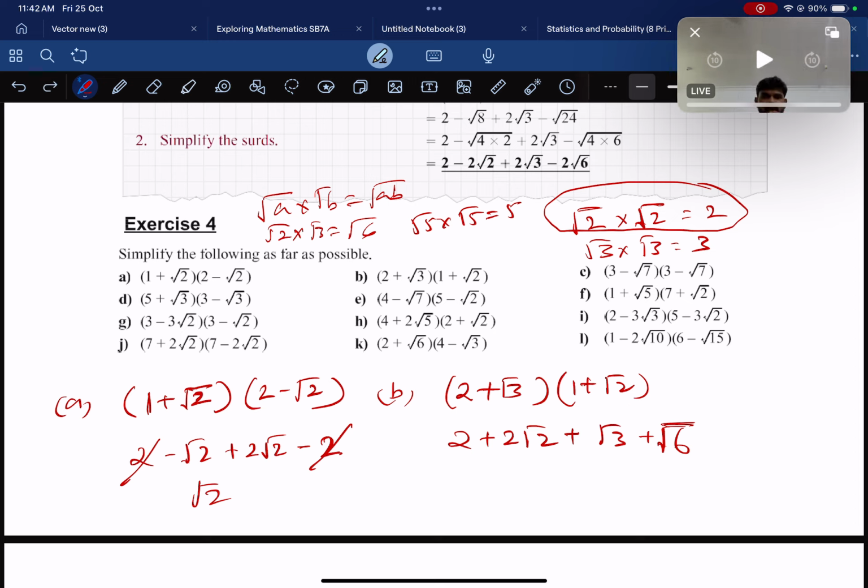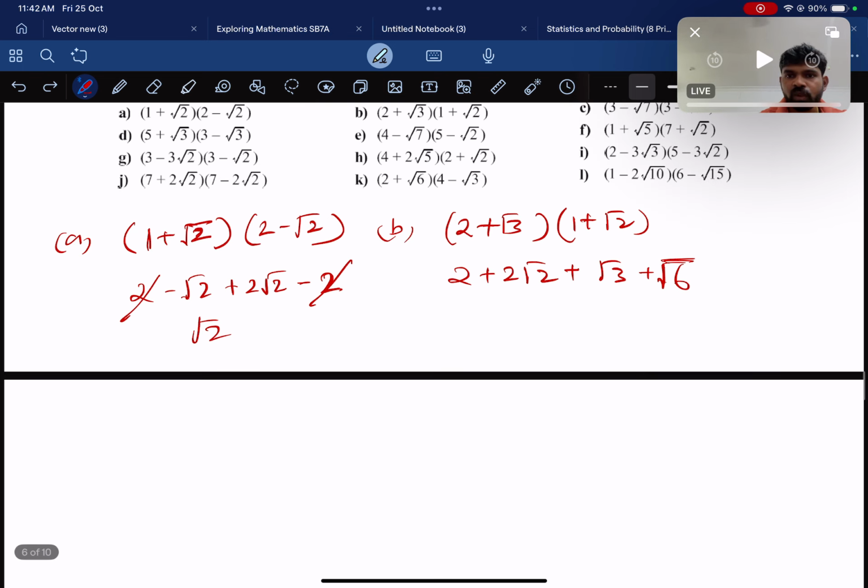So we don't have any common value that we can add here, so we'll leave our answers as it is. So leaving our answer as 2 plus 2 root 2 plus root 3 plus root 6. Actually we don't have any surd value that is common, so we can't add it anyway, so we'll leave our answer as it is.